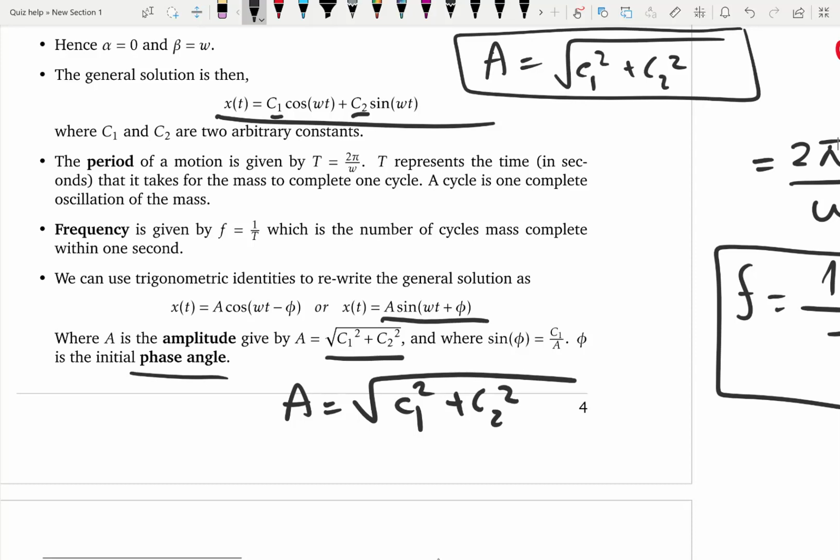Not the conversion, this trigonometric conversion, okay? That is useful if we want to graph it by hand, but that's not something that we do. Just know how to find the amplitude. I will do an example in the next video. So this is free undamped motion. Let's see an example in the next video then.